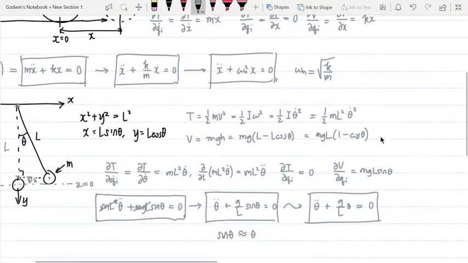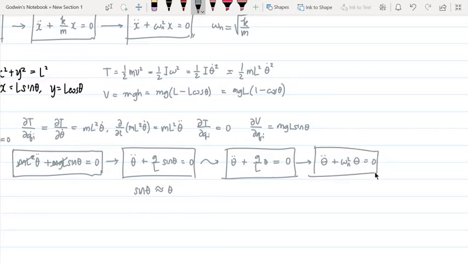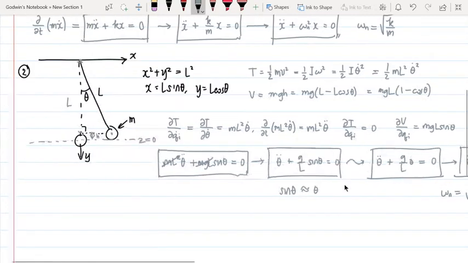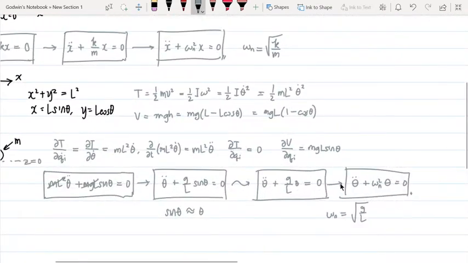And so this can also be written as theta double dot plus the natural frequency squared times theta equals 0. And then we'll take note again that the natural frequency for this is the square root of g over L.